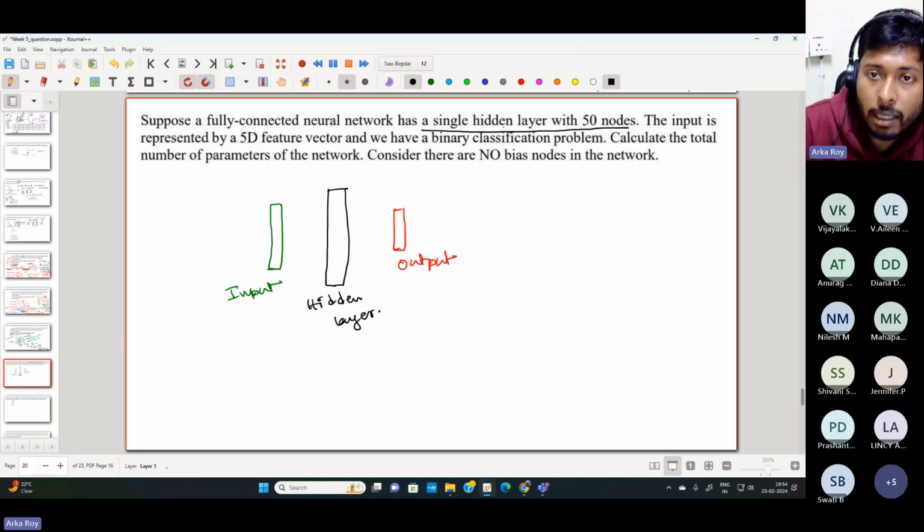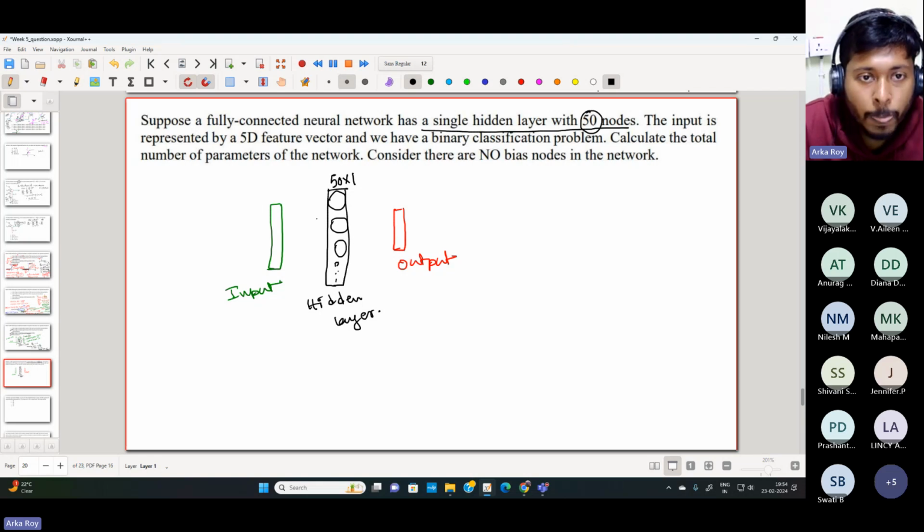So they have said that you have a single hidden layer. So only one hidden layer with 50 nodes. That means you have 50 neurons like this. So 50 cross 1, 50 neurons are there. You have a 5-dimensional feature vector as input. That means the input has 5 values, x1, x2, x3, x4, x5. So it is 5 cross 1.